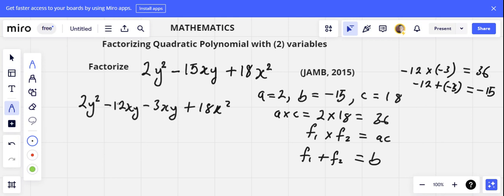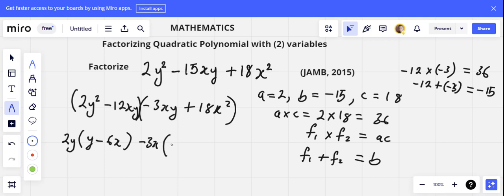Okay, from here we can start our factorization. In this first bracket, what is common between these two terms? 2y is common. So I'll take out 2y and open the bracket. What will be left is y minus; if we take out a factor of 2 from 12, 6 remains, so what remains here is 6x. Then in this one, I can take out minus 3x.